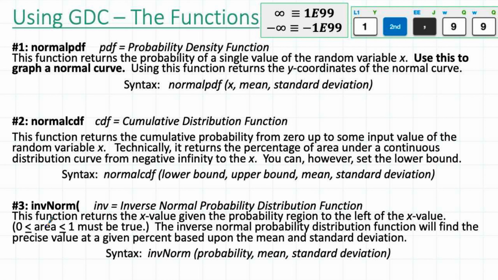We use inverse norm if you are given the probability and you need to find the value that gives you that probability. So we use the inverse norm function to help us find that. It takes in the probability you have, the mean, and the standard deviation.